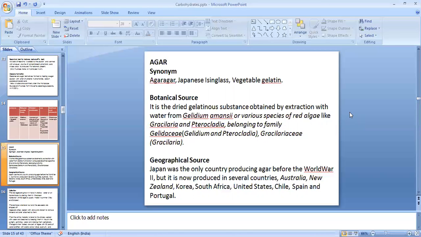The botanical source of agar: it consists of the dried gelatinous substance obtained by extraction with water from Gelidium amansii, or other species of red algae like Gracilaria and Pterocladia species. Gelidium and Pterocladia belong to the Gelidiaceae family, whereas Gracilaria species belong to the Gracilariaceae family.